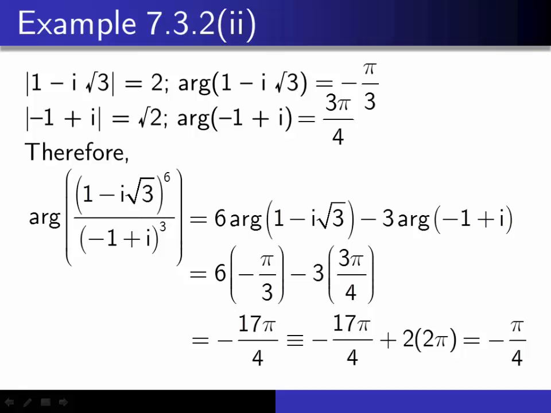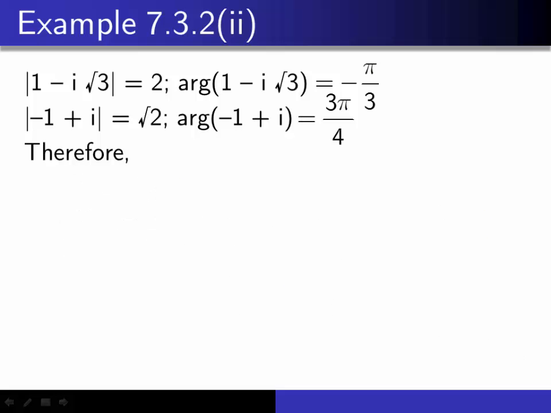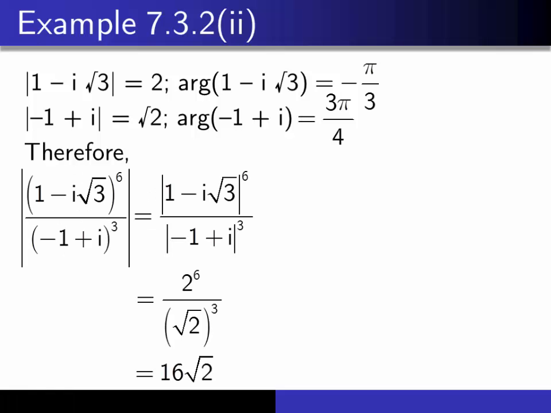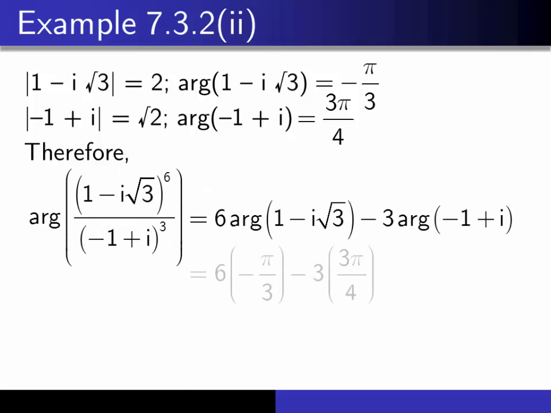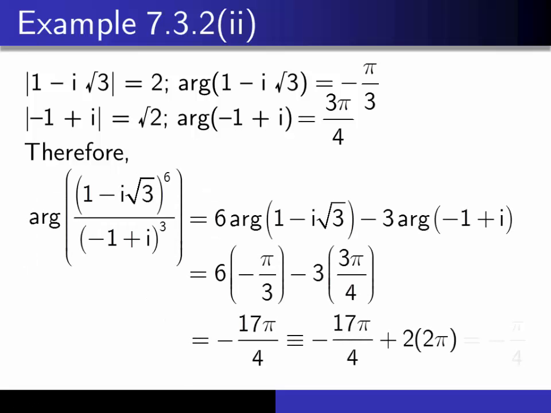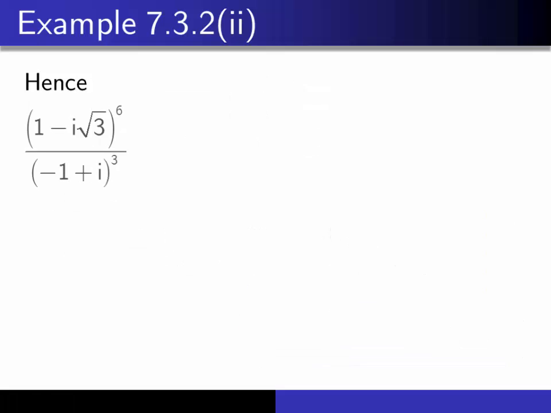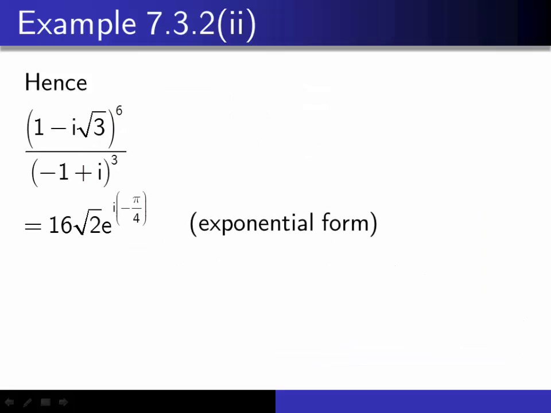Okay, so, you pause for a while because I'm going back to the previous slide. No, I'm going too fast. Okay, previous slide. Okay, so the modulus of this very chunky number is 16 root 2. Okay, the argument of this very chunky number is negative pi over 4. So the exponential form is thus 16 root 2 times e to the power of i times negative pi over 4.